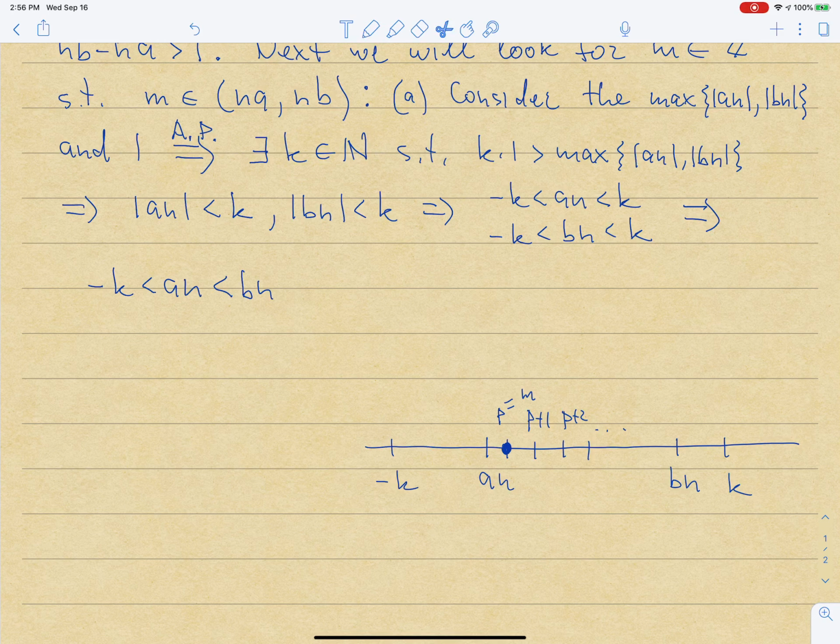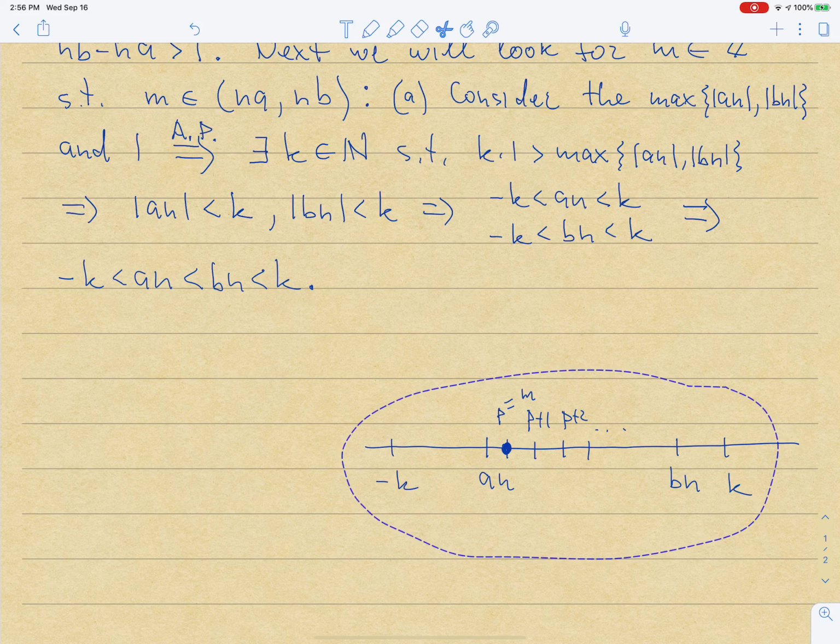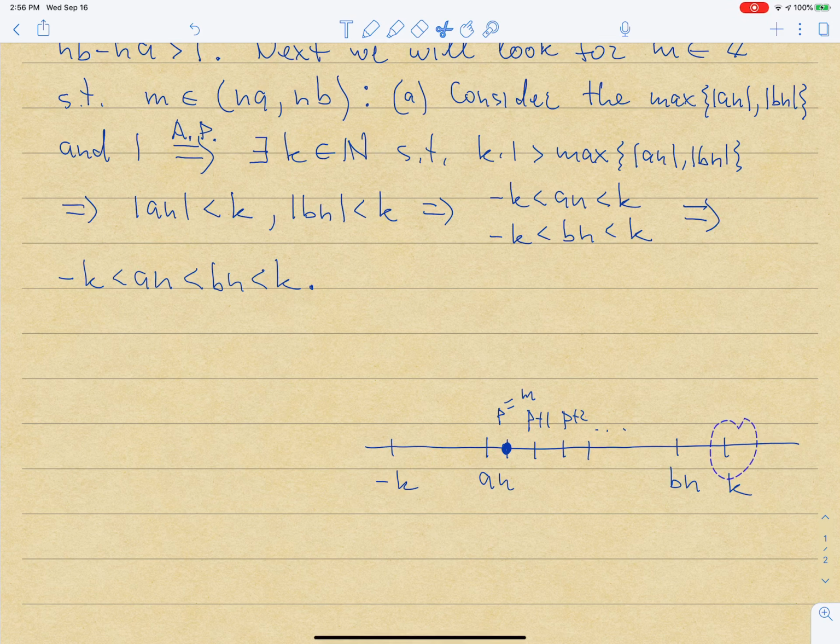And then from the second inequality here, I know that bn is less than k. So we got that this is less than k. Okay? And that is precisely what I wanted to do here. I wanted to pick a number k such that both an and bn lie in the interval between minus k and k. All right. So already notice that we used the Archimedean property twice to figure out n and to figure out k.